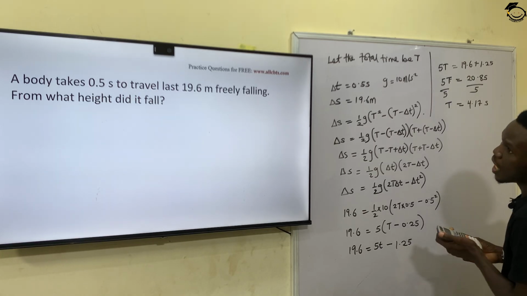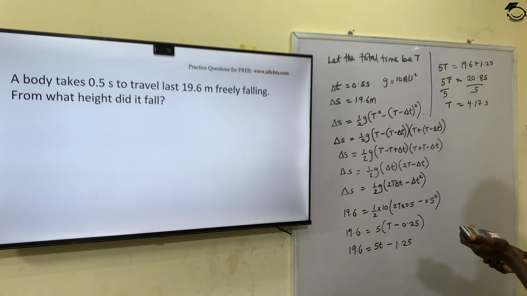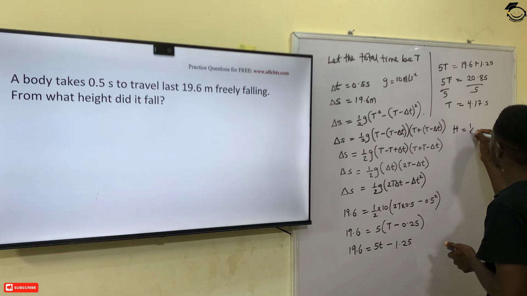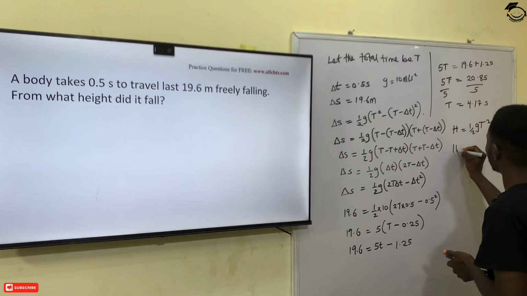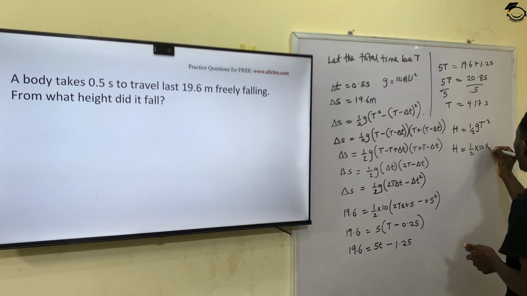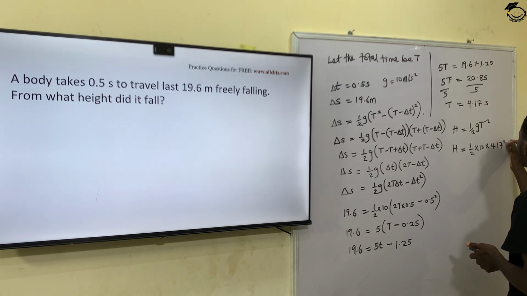Now in the question, we are not asked to find the time. Instead, we are asked to find the height. So we know that the height is given by half g t squared. So this will give me that the height is equal to 1 over 2 times 10 times 4.17 squared.